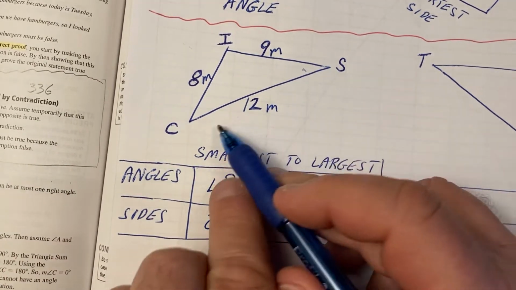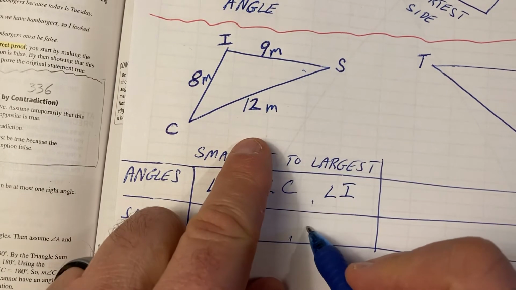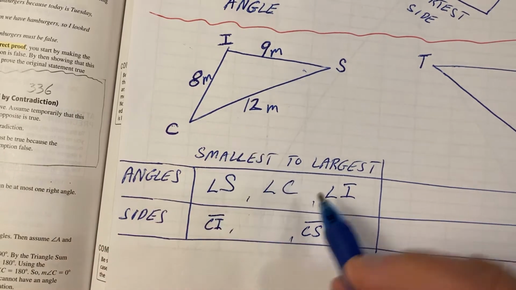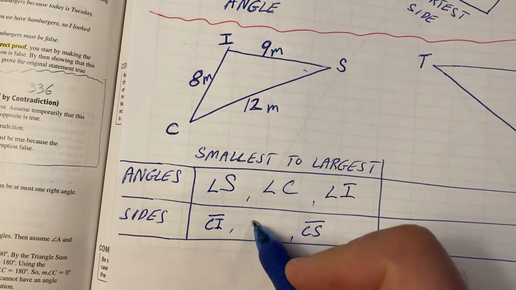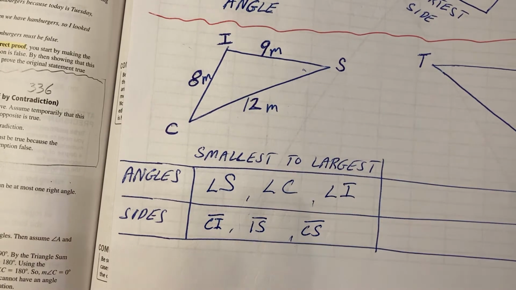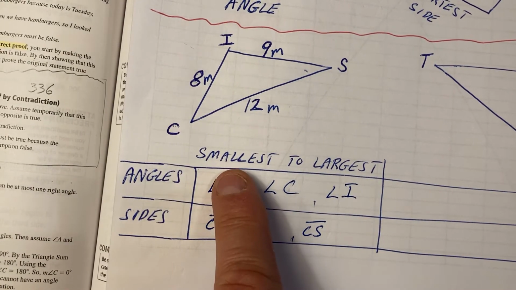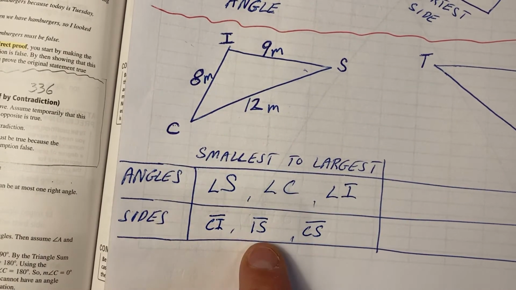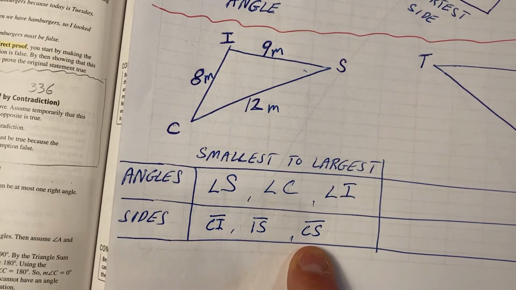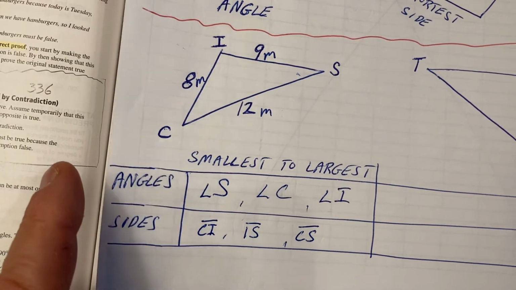The largest side is CS. CS. And the middle side is IS. The sides written from smallest to largest: CI, IS, CS. Boom. Done. What about this one?